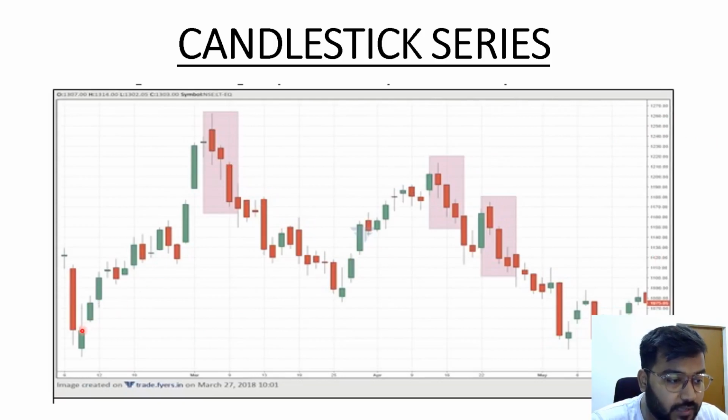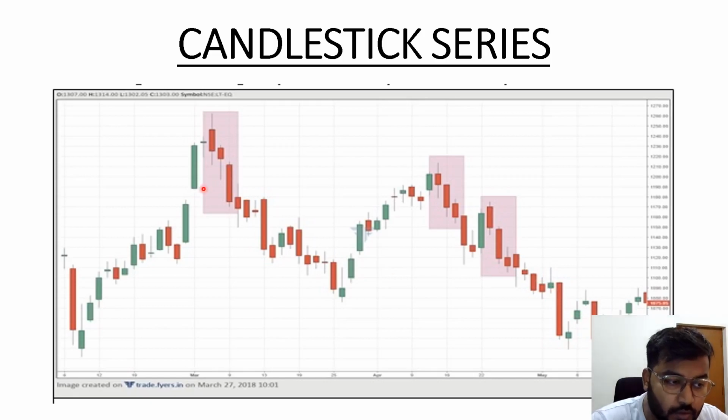Here, you can see that after an uptrend, there was one red candle formed. The second candle opened within the body of the first red candle, and the third candle opened below the low of the second red candle. So 1, 2, 3. After this, the market went down. Again, you see the market took an uptrend, and then again from the uptrend, 1, 2, 3, the 3 black crows were formed, and then from there the market reversed.